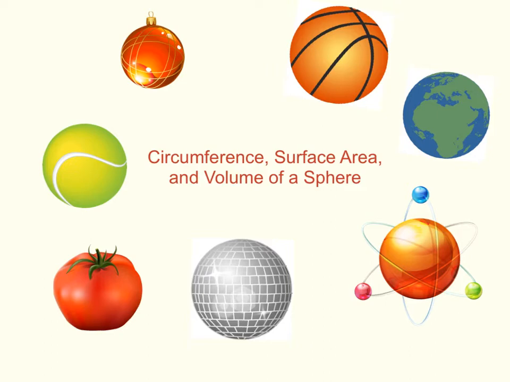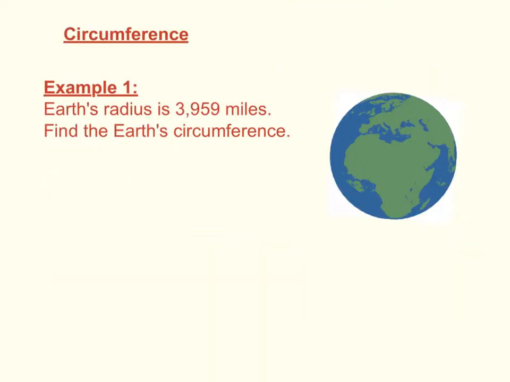Okay, so the first thing that we want to look at today is the circumference of a sphere. Now, if you remember from before, the circumference of a circle is defined as the distance around the circle. It's kind of like a perimeter, but we just call it a different name when we talk about circles and spheres. So the circumference of the sphere is going to be the same thing. It's going to be the distance around the outside of the sphere.